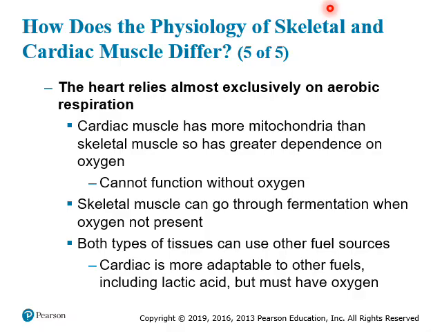They cannot function without oxygen, and therefore they would need the mitochondria, because the mitochondria is the one that produces the energy for the cell. Skeletal muscles can go through fermentation when oxygen is not present, but your heart muscle cannot do that. Both types of tissues can use other fuel sources, but the cardiac muscle's best fuel source is actually oxygen. Lactic acid can also be a good source, but the best source is actually oxygen.